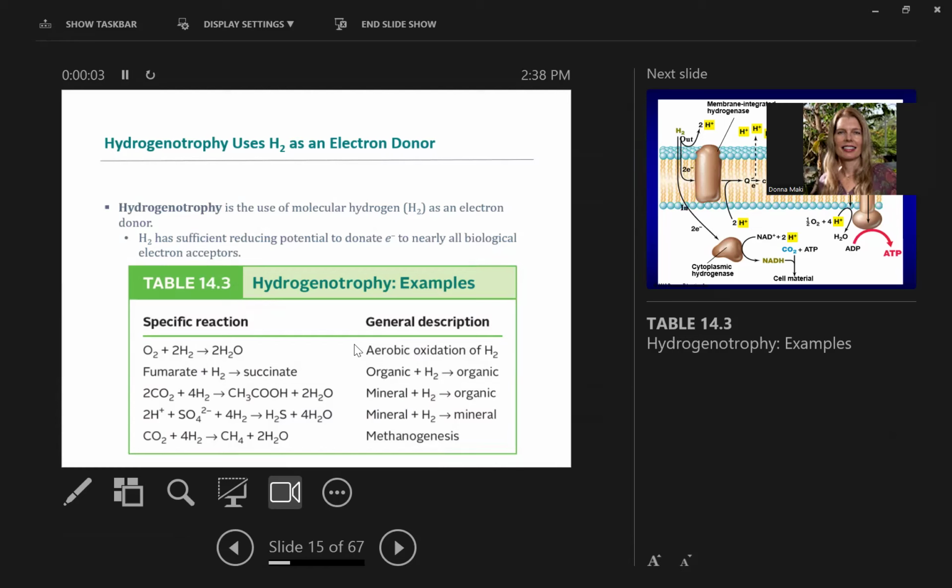So hydrogenotrophy, these are different examples. In all of these cases, in these big picture equations that are being shown here, hydrogen is the electron donor. So hydrogen is getting stripped of electrons in this process. And you can see sometimes oxygen's there as the terminal electron acceptor, but not always.